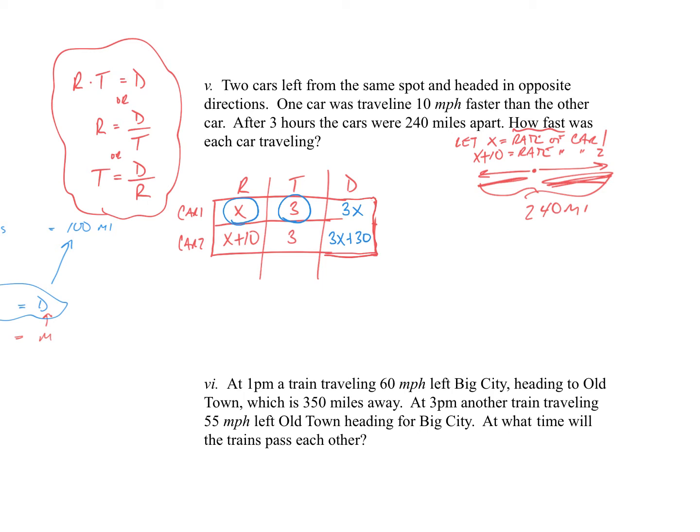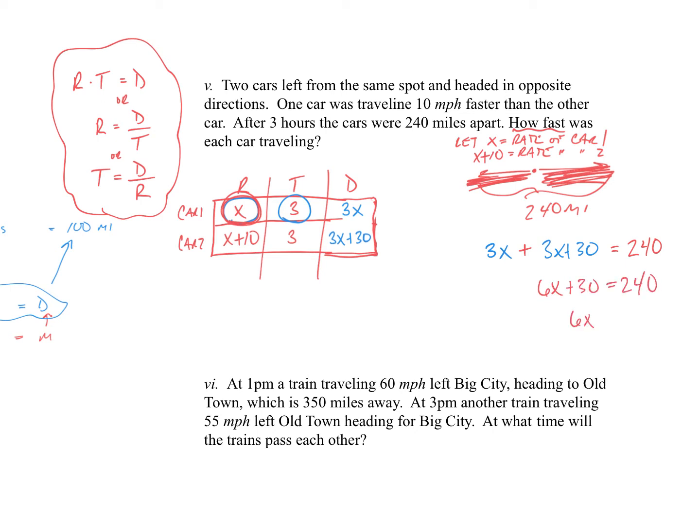So here's what we've got then. Car 1 traveling some distance, and car 2 traveling some distance, and together those add up to 240 miles. So I've got the distance traveled by car 1 plus the distance traveled by car 2, and together that has to add up to 240 miles. And now I can solve this, and it's going to give me the rate of car 1, because that's what we let x equal. So I end up with 6x plus 30 equals 240.